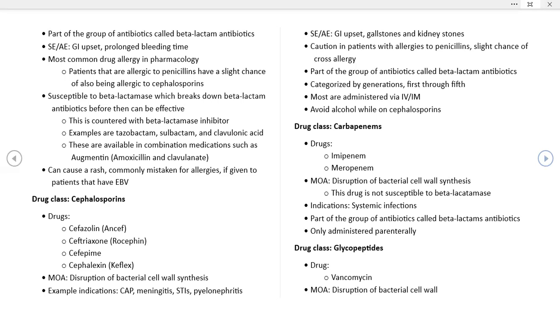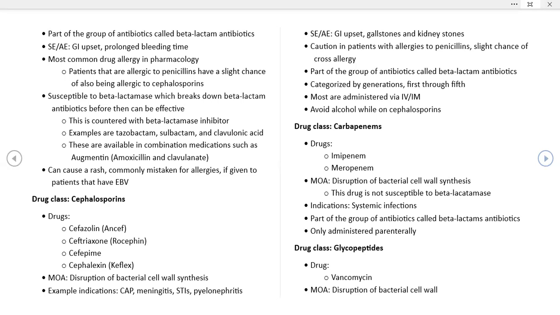The adverse effects, again, that same GI upset, so take it with food. It can also cause gallstones and kidney stones. We already talked about the issue with the allergies of penicillins. I'm not going to go over that again. This is also considered a beta-lactam antibiotic, and a bunch of these cephalosporins are going to be IV-IM, not PO. In fact, more of them are IV-IM versus PO. Also, cephalosporins can interact with alcohol, so do educate your patient to avoid alcohol while on these medications.